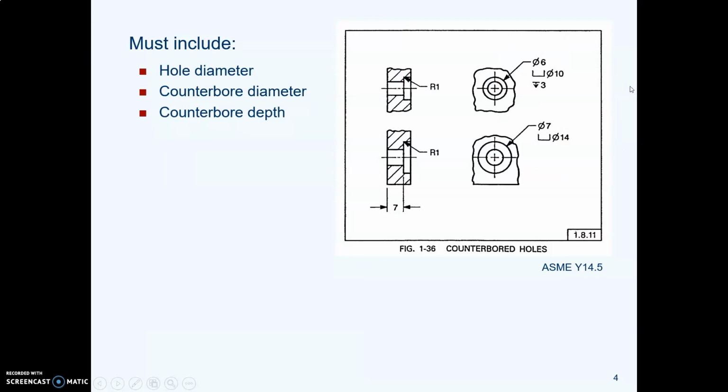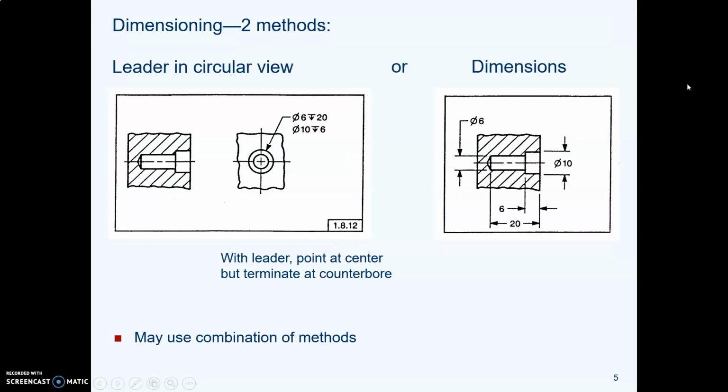Here's ASME showing us the call out for a counterbore. So when you call it out, you must have the diameter of the smaller hole, there it is. You must have the counterbore symbol and the diameter of the counterbore, which is bigger than the hole, and the depth of the counterbore. What they are showing us in the second example is that if you prefer, you could dimension the depth of the counterbore instead of using a depth symbol. Either one is acceptable.